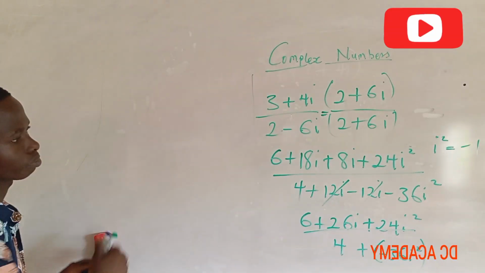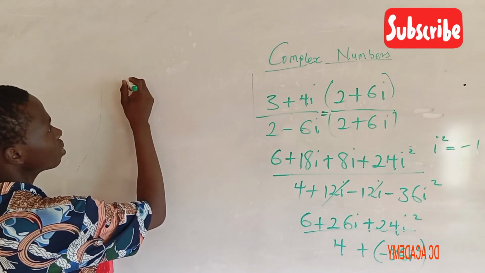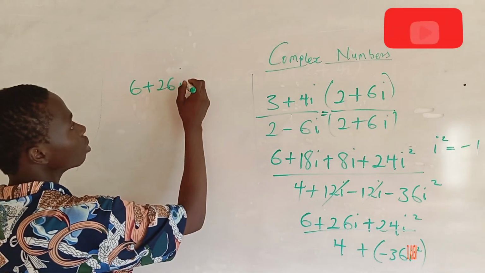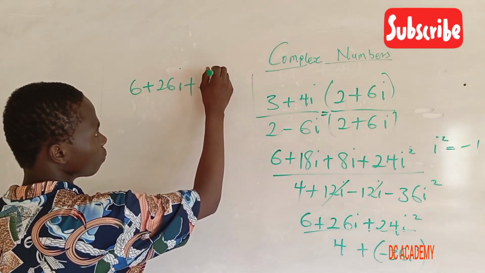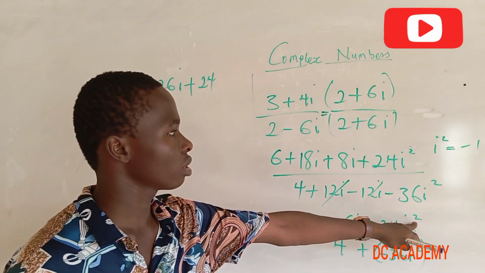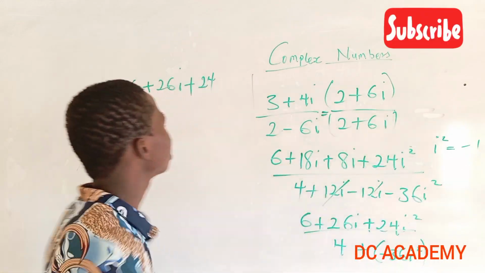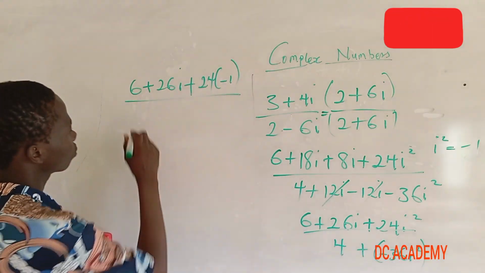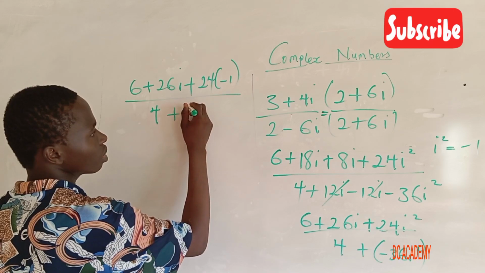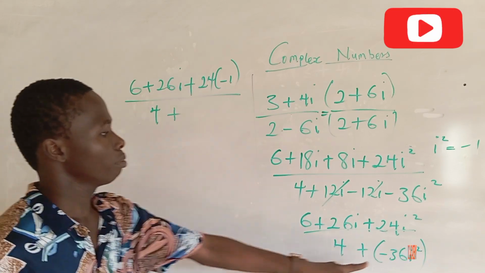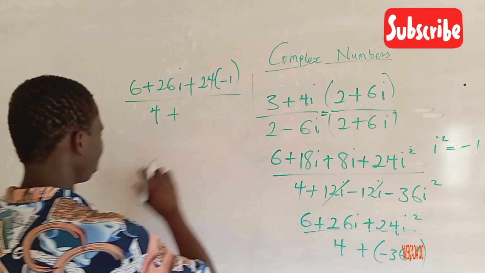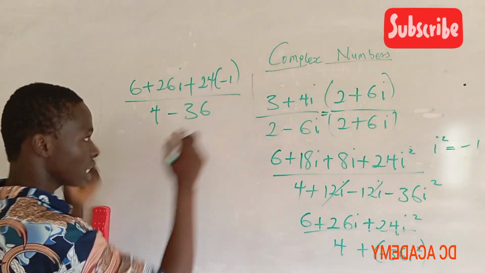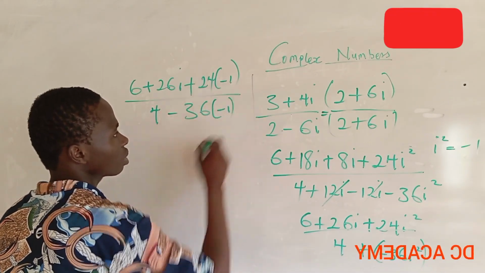Okay, let's see here. We have this, 6 plus 26i plus what? 24. Remember I said anywhere you see i squared, you call it minus 1. So we do something like this, minus 1, all divided by 4 plus what? Now, plus minus is actually minus. So let's see, minus 36. Now, the i squared is what? Minus 1.